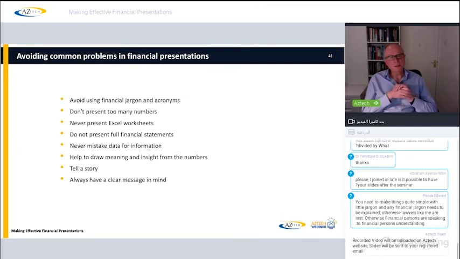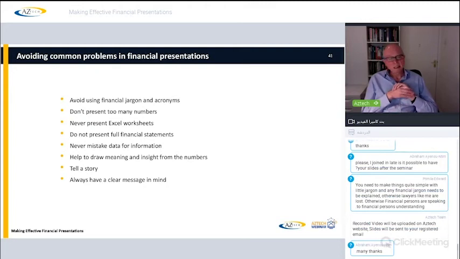Other common mistakes: presenting full financial statements. Common mistake is to present lots of data without giving any interpretation and converting it into information. Common mistake is to fail to help managers to draw any meaning from the numbers or any insight from the numbers. So you can't just hand over plain numbers to non-financial people. What you need to do is to tell a story and have a clear message in mind.